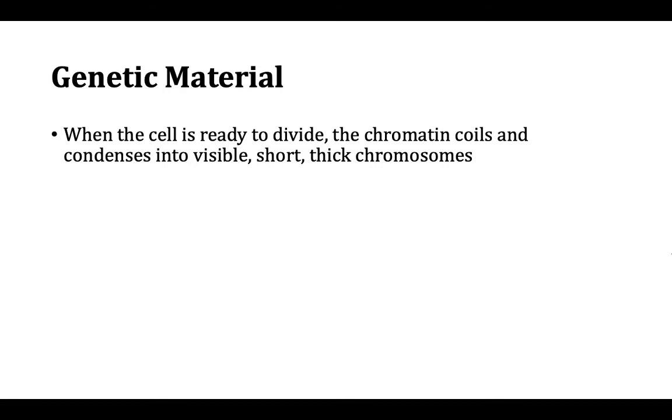When the cell is ready to divide, the chromatin condenses to form chromosomes. So usually when the cell is not dividing, the chromosomes exist as what we call chromatin. Okay, so they are just thinner strands. And when we get to cell division, it condenses and forms chromosomes. This is the reason why we're able to see it during cell division: they become thicker, shorter, and more dense, so we can see them through a microscope.